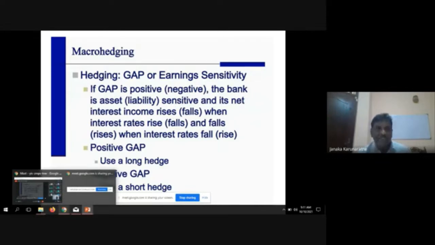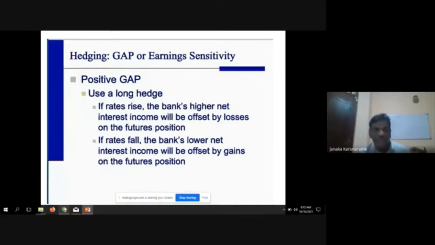If the gap is positive, the bank is asset sensitive and its net interest income rises when interest rates rise and falls when interest rates fall. So remember, if there is a positive gap, use a long hedge. If there is a negative gap, use a short hedge, right? So positive gap, use a long hedge. If it's a negative gap, use a short hedge.